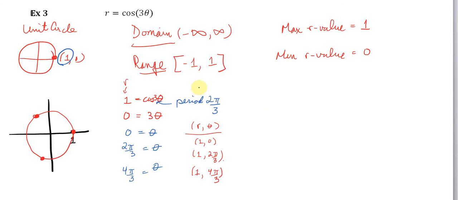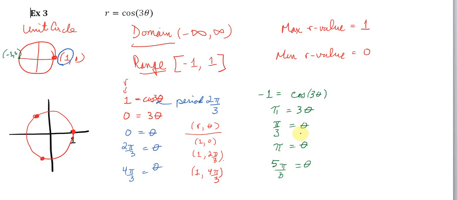But don't forget that we can have a max r value when r is equal to negative 1 as well. Okay. So we set negative 1 equal to cosine of 3 theta. Now cosine is equal to negative 1 at pi, so pi is equal to 3 theta. And that means pi over 3 is equal to theta. Now the period is 2 pi over 3, so we're going to get 2 more results here. Pi over 3 plus 2 pi over 3 will give me 3 pi over 3, or just pi. And then pi plus another 2 pi over 3 is going to give me 5 pi over 3. Okay? So at these particular angles, I'm going to get the maximum r values.